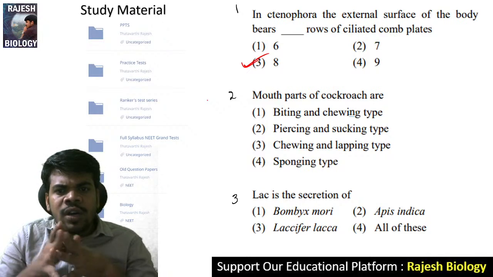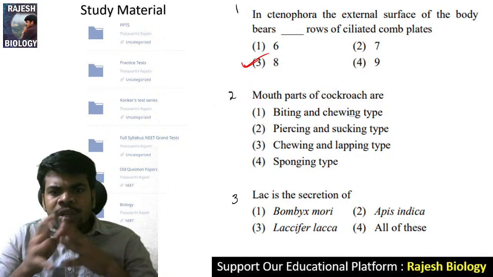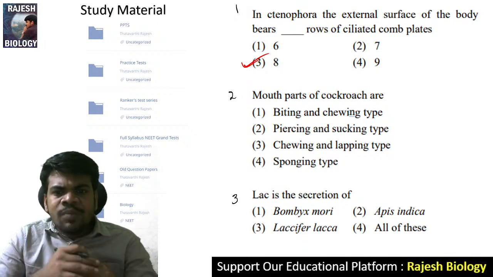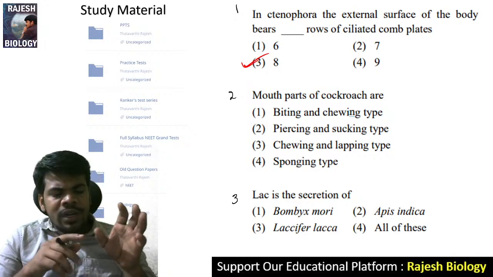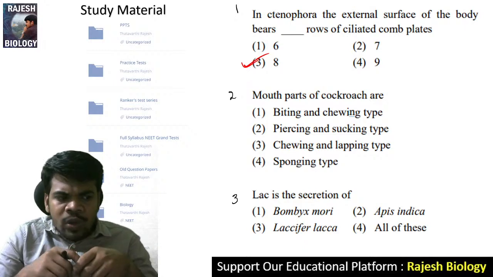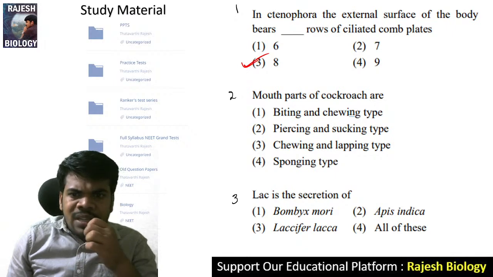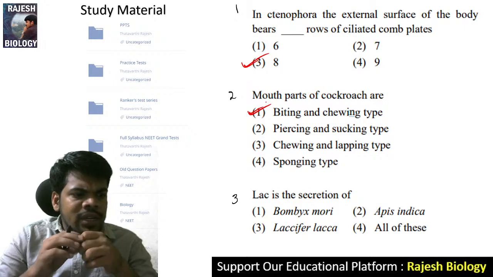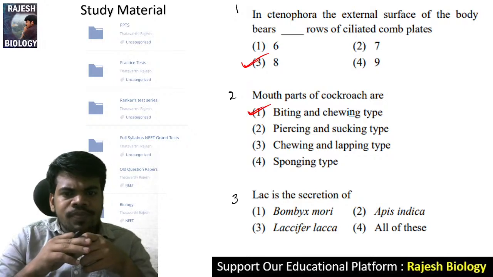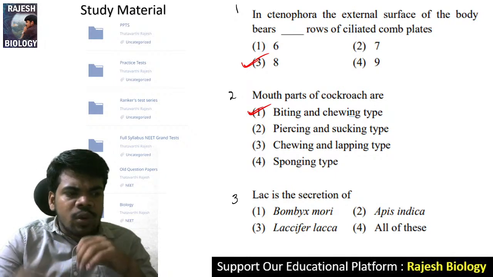Come to the next question. Mouthparts of cockroach: which type of mouthparts does cockroach have? Biting and chewing type, piercing and sucking type, chewing and lapping type, sponging type. We already completed that chapter-wise in zoology. No, it is not piercing and sucking. It is biting and chewing type. Cockroach has biting and chewing type, option one. It is not sucking, Saujanya. Come to the third question.